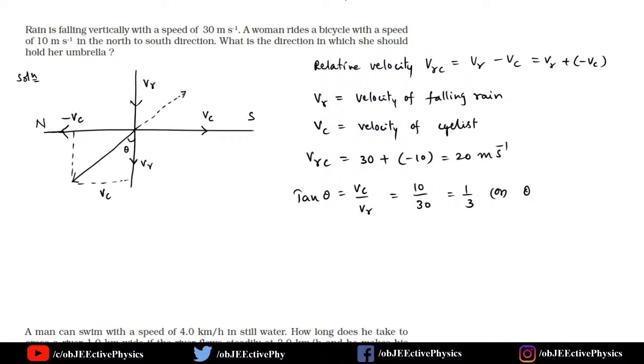Or theta is equal to tan inverse of 1 by 3. So theta is equal to tan inverse of 0.333, which is approximately 18 degrees. So the woman must hold the umbrella towards the south at an angle of 18 degrees, nearly 18 degrees with the vertical.